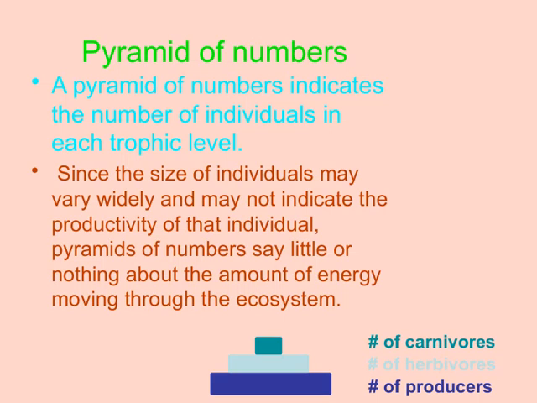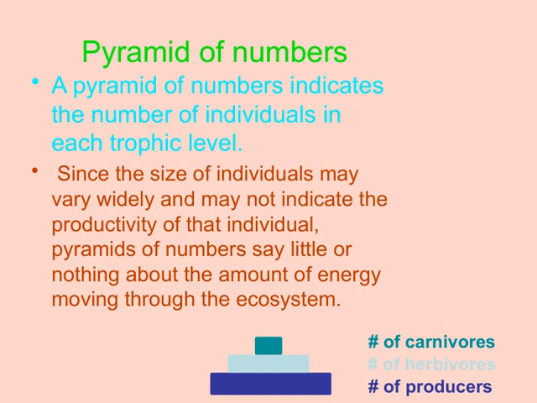Now, let's take a look at the pyramid of numbers. This diagram shows us the number of individuals at each trophic level in an ecosystem. It's a visual way to understand how many producers, herbivores, and carnivores are present. One important thing to keep in mind is that the size of the individuals can vary a lot, so counting individuals doesn't always give us a clear picture of how much energy is actually moving through the system.